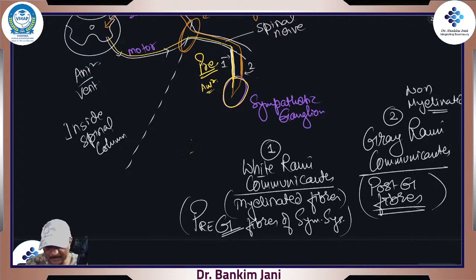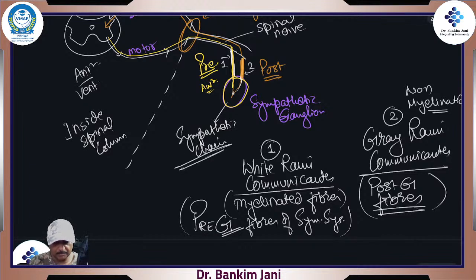So the point is, if I just remove this and draw it to make it simple, there are fibers which are preganglionic, and then from the ganglion, once again, they are connected over here. So this is preganglionic, and this one is the postganglionic fibers, which are rejoining the spine. Then there is formation of the sympathetic chain, and via that chain, all the distributions go.